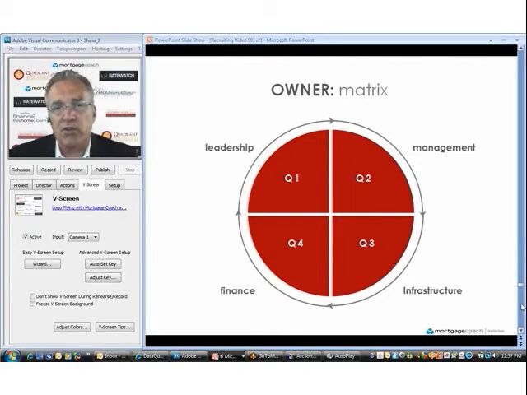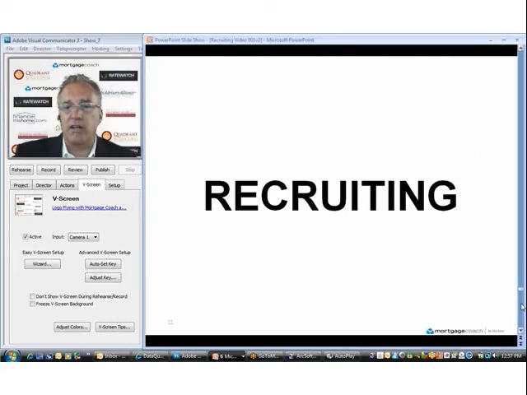Now the company owner's matrix is different than a loan officer's. The company owner's Q1 is leadership. What leadership process are you putting in place? Q2 is what management systems are you putting in place? Q3 is the infrastructure that you're putting in place. And Q4, managing the finances of the organization. Now a manager is different than a company owner and different than a loan originator.